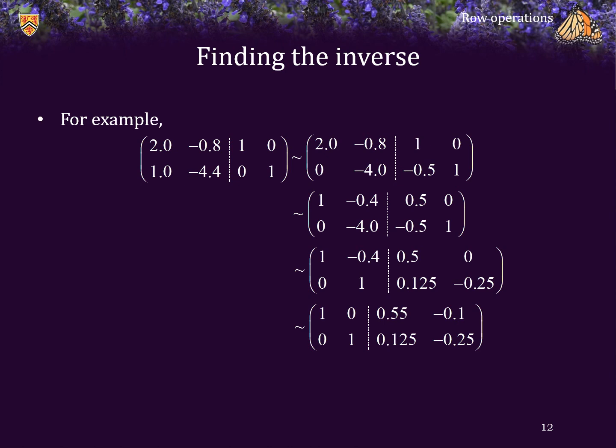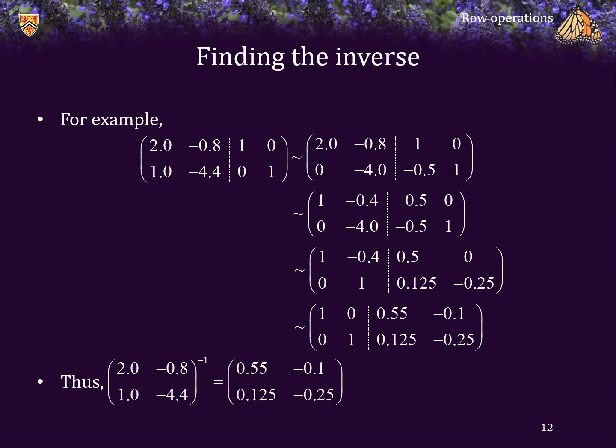Each time we applied a row operation, we essentially saved the effect of that row operation in the matrix on the right. Consequently, the inverse of the matrix that we started with is the matrix 0.55, -0.1, 0.125, and negative 0.25. So thus, that is the inverse of that particular matrix.